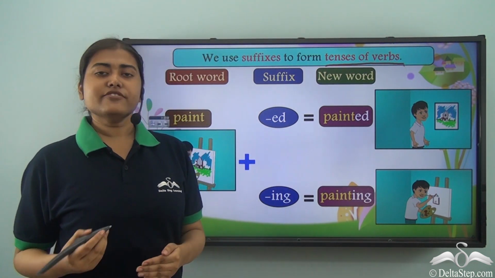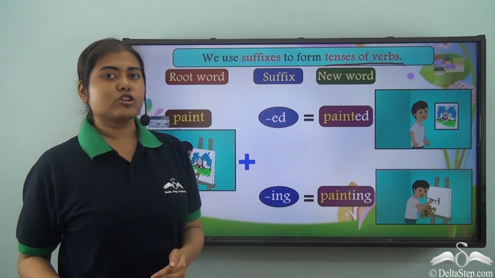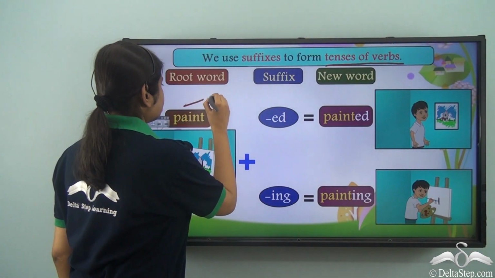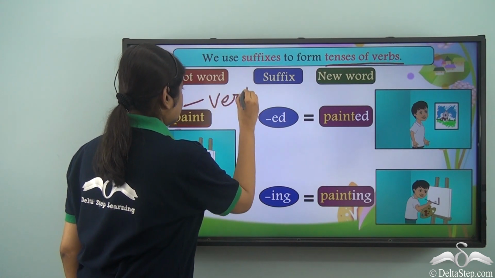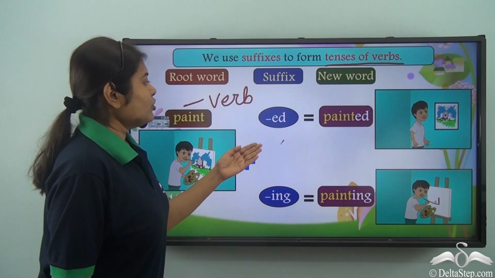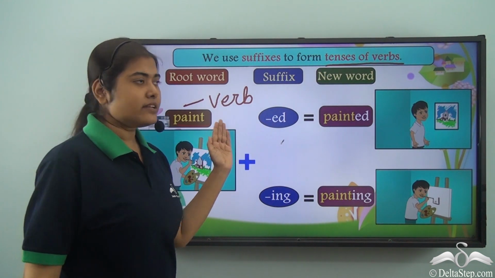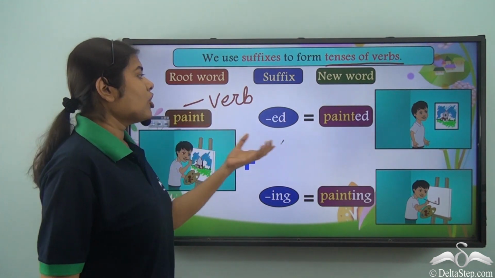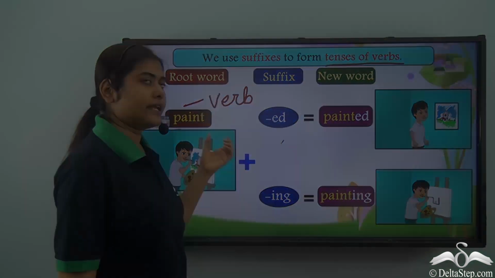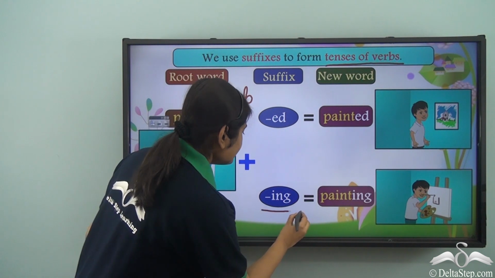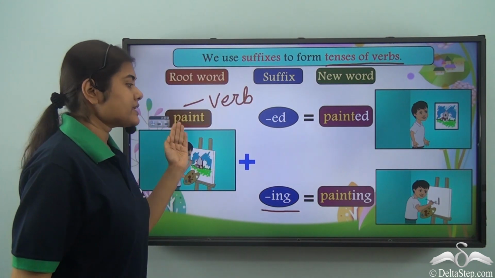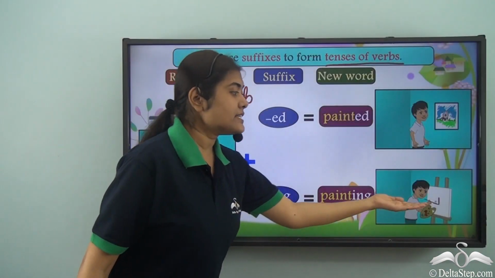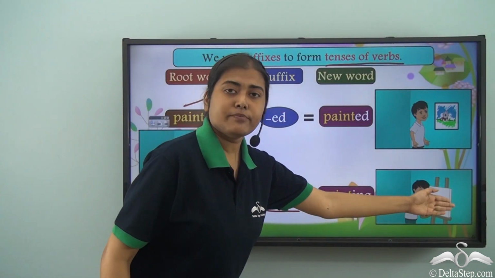We use suffixes to form tenses of verbs. Now, this is another very common and important usage of suffix. So, here the verb is paint. So, when I add ed to paint, it becomes painted. So, which is the past tense of the verb paint or the ed form of the verb paint. And when I add ing to the verb paint, I get painting, which shows a continuous action. So, the boy is painting. The action is still in progress.